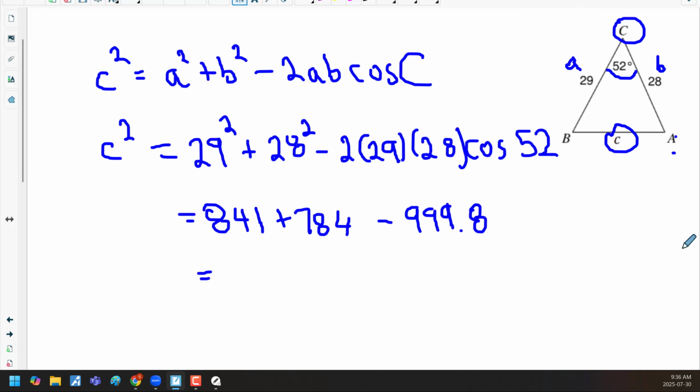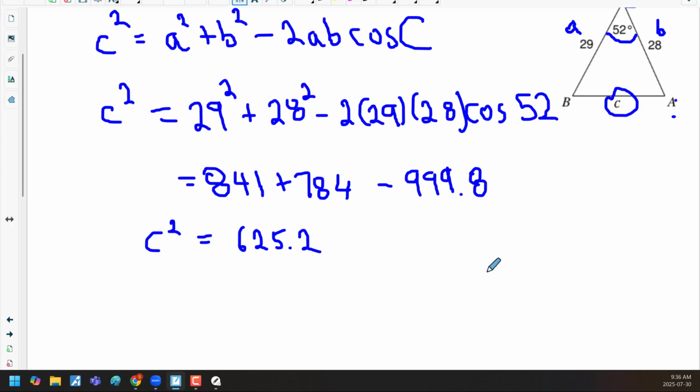So let's just add these numbers up. 841 plus 784 minus 999.8. You have 625.2. That's equal to C squared. A lot of students make this mistake. They say that that's the final answer. But if you're doing it correctly, you know that that's C squared and not C.